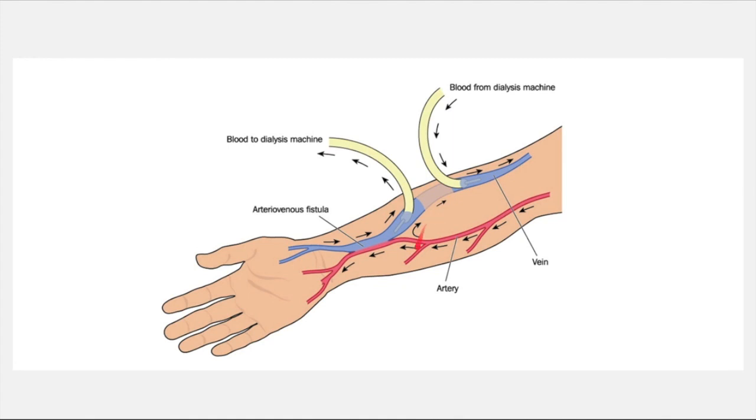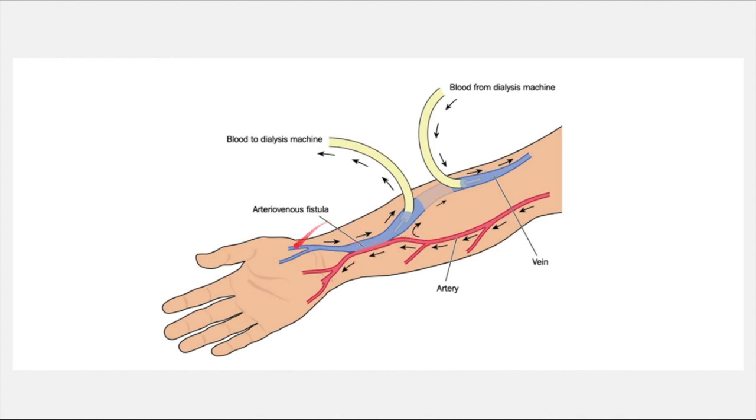The first one is the arteriovenous or AV fistula. This is the best type for long-term access for a hemodialysis. This connects an artery to a vein for easier needle insertion. As you can see in this diagram, there is the artery and the vein being connected to each other.